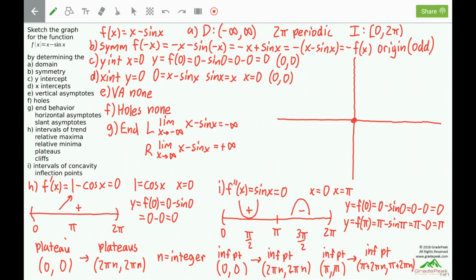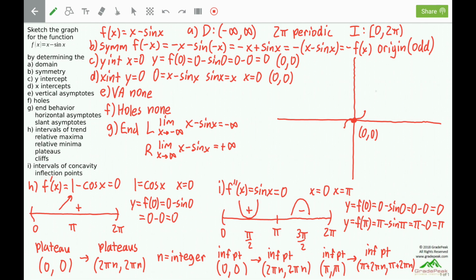Now, right at the origin, it has a plateau at 0, 0, so we'll draw a plateau look there, which looks something to this effect. We can label that 0, 0. We have, in general, plateaus occurring at 2 pi n, comma 2 pi n. If n is a 0, that'll be 0, 0. If n is a 1, that'll be 2 pi, comma 2 pi.